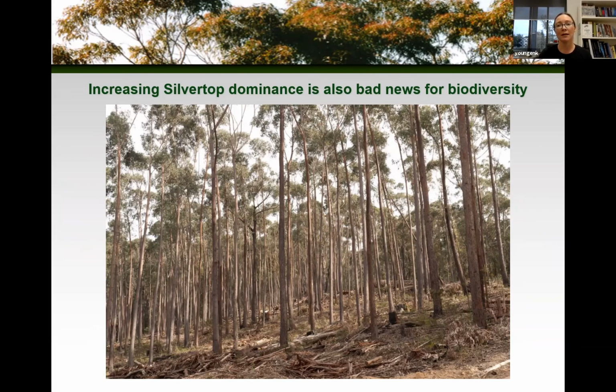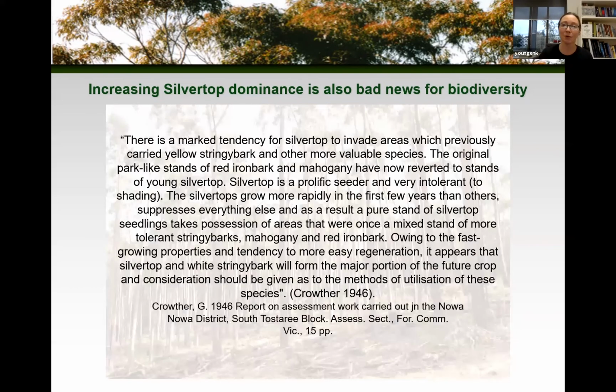Once I opened my eyes to silvertop and started seeing these forests for the trees in a way I never had before, I started to realize that there are large areas across the south coast of New South Wales and East Gippsland where this tree is so abundant. I started looking into the literature to understand whether it's always been that way, and I'm dismayed by what I'm reading. Things like this report from Crowther in 1946.